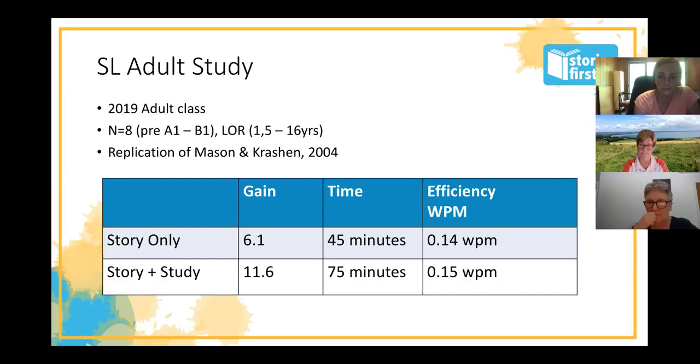And this took 75 minutes. And when I did the delayed post test, the efficiency came out to be 0.15 words per minute.